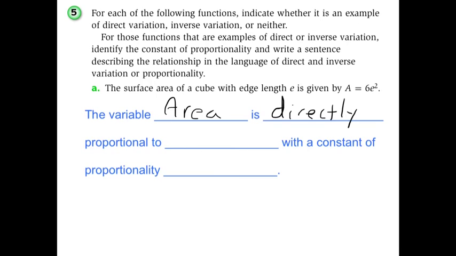The variable area is directly proportional to the edge length squared, with a constant of proportionality of whatever the number is in front of the variable. In this case, it's a simple one, like 6. So we'll just write in the constant of proportionality, 6. So that one was pretty straightforward.